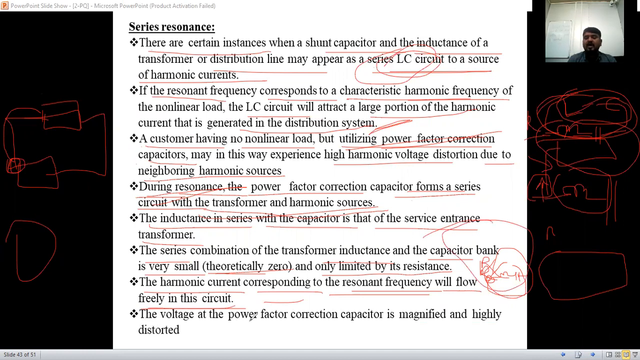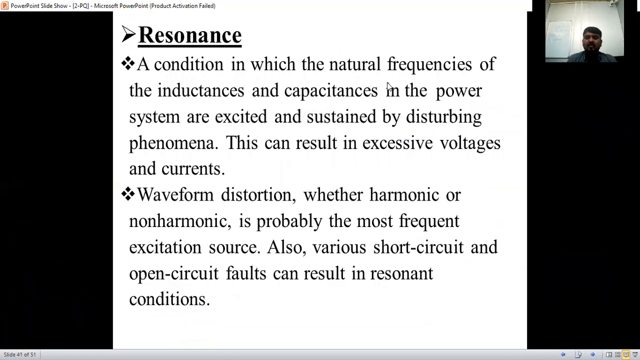So the voltage at the power factor correction capacitor is magnified and highly distorted. It is magnified to a large value, and we call it a highly distorted voltage. This is what we call series resonance. Series resonance, this is parallel resonance, and this is the condition for resonance that we have discussed here. If you have any doubts, you can ask me.